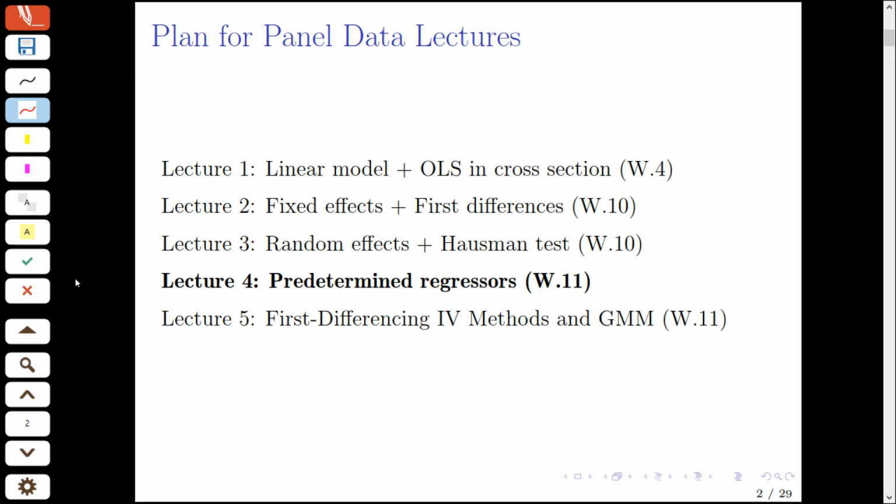We've already talked about the fixed effects and first differencing methods, as well as the random effects approach to estimation and the Hausman test. So today we'll talk about estimation under weaker assumptions, or rather the problems that arise if we only have weaker assumptions satisfied. Then we'll round off this block concerning the linear unobserved effects panel data model by talking about various methods for estimation under weaker conditions, specifically using IV methods next time.